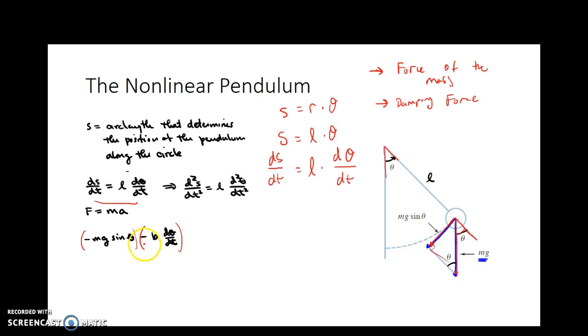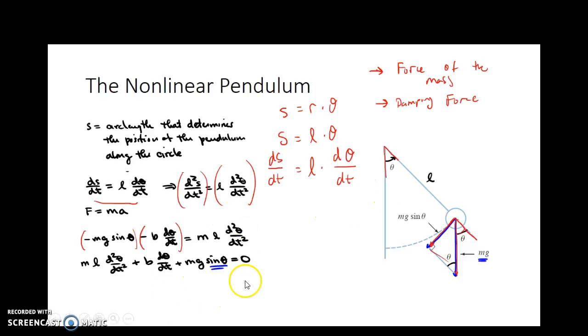And we've also always assumed that the damping force is negatively proportional to the velocity. In other words, it slows down or alters the velocity, and that's equal to mass times acceleration. Well, what acceleration are we referring to? We're referring to the acceleration of the arc length. So in this case we have the mass times the acceleration of the arc length.